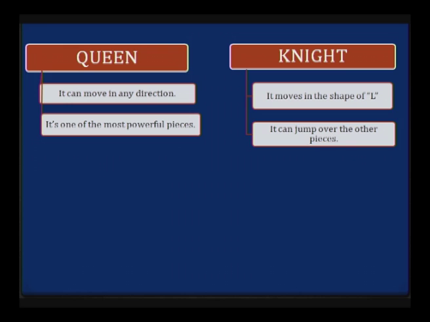Now we have read the poem and we have discussed the features of the poem. Now let's make an attempt to write a simple poem on chess. Before you write the poem, let us discuss how chessmen move on the board. Queen. It can move in any direction. It is one of the most powerful pieces. Knight. It moves in the shape of L. It can jump over the other pieces.